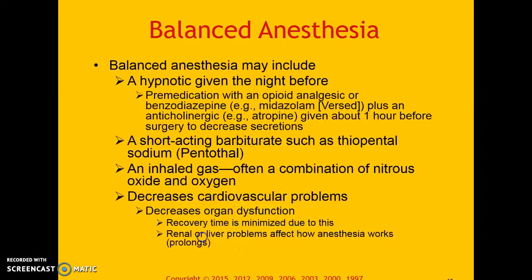All right, so there's your positioning for a spinal. And then remember, balanced is where I'm going to use more than one thing in order to get the patient to have this anesthesia. So I may use something like a hypnotic, maybe given the night before. I may use some kind of barbiturate. There might be some kind of gas. So the idea of balanced anesthesia is that there's going to be less recovery if I give things all around versus going just one specific direction.